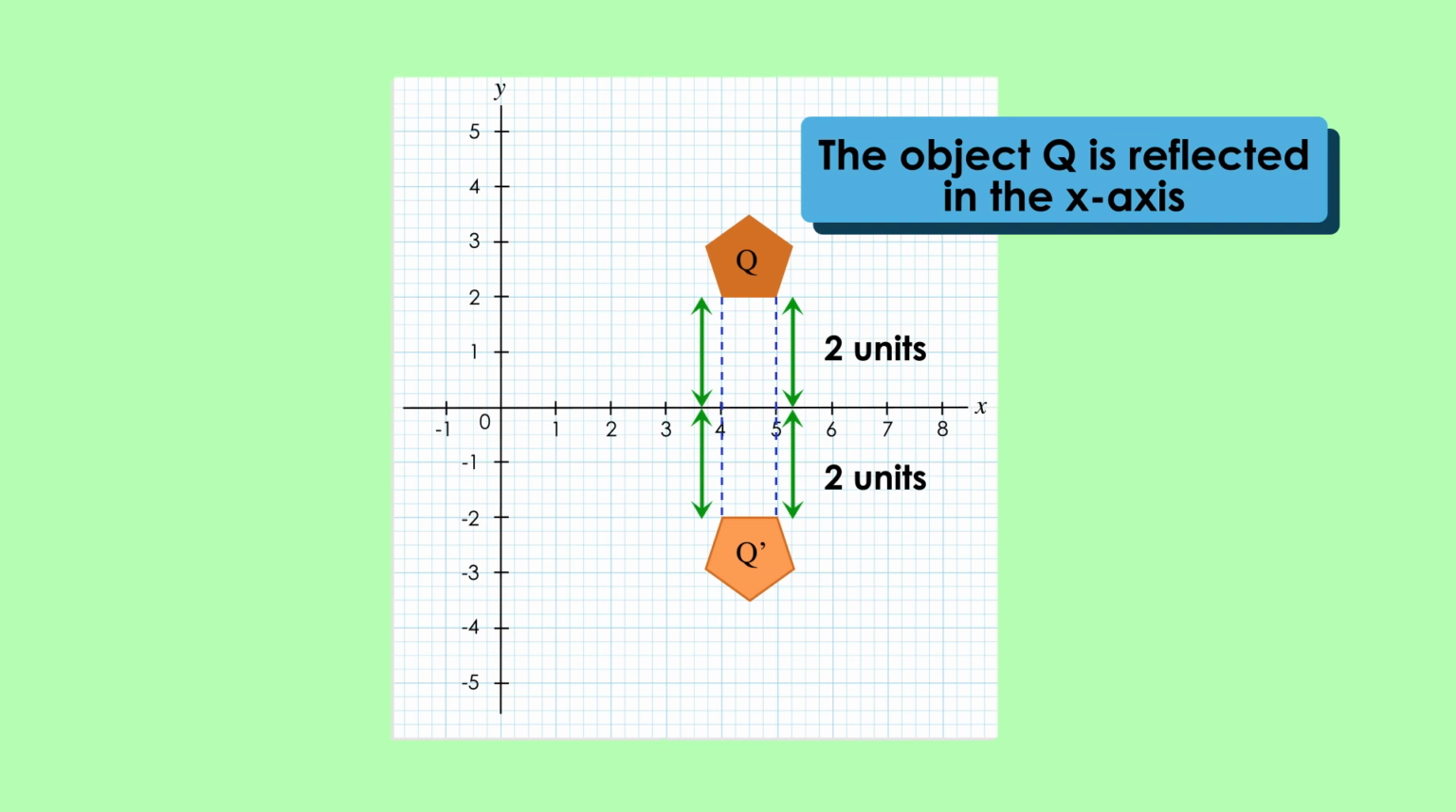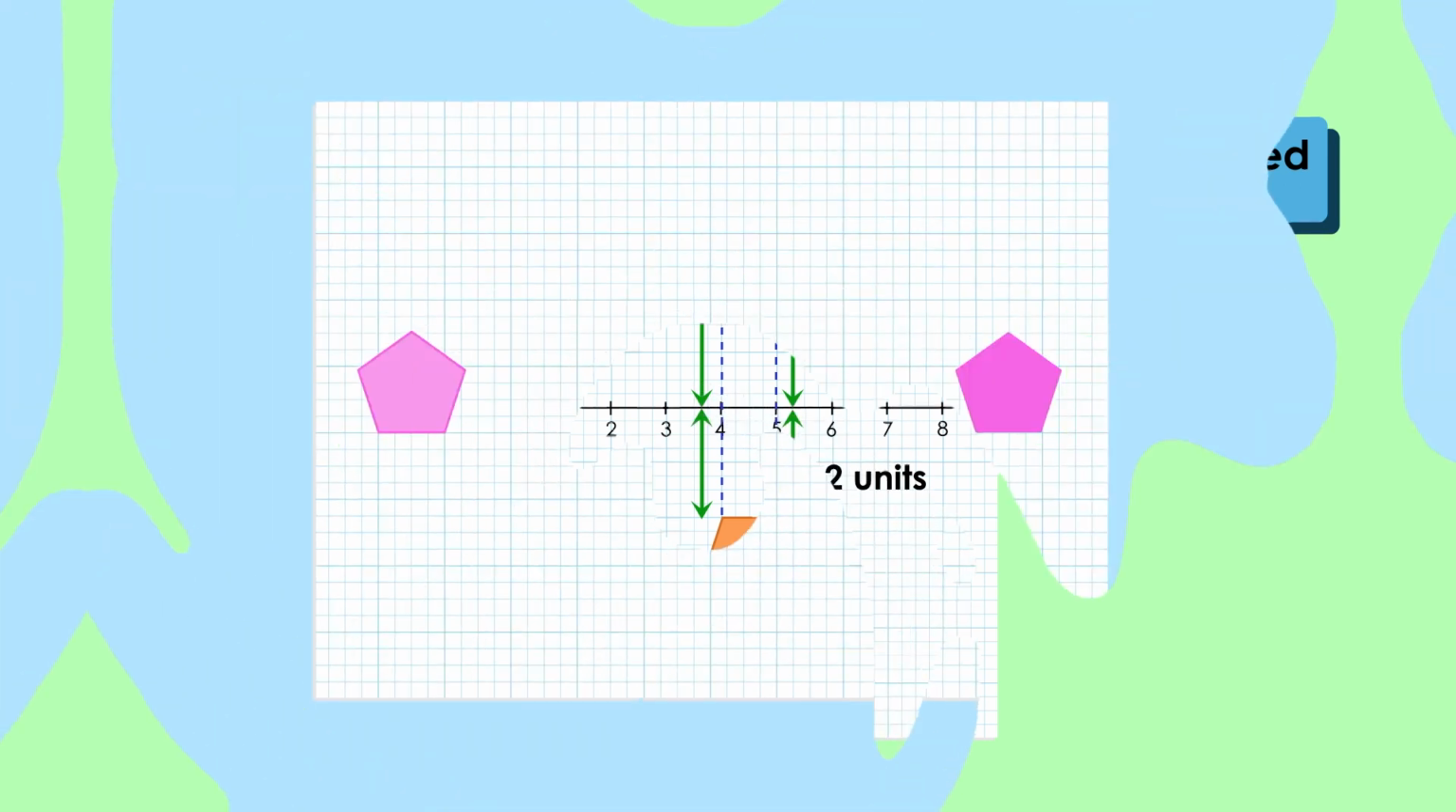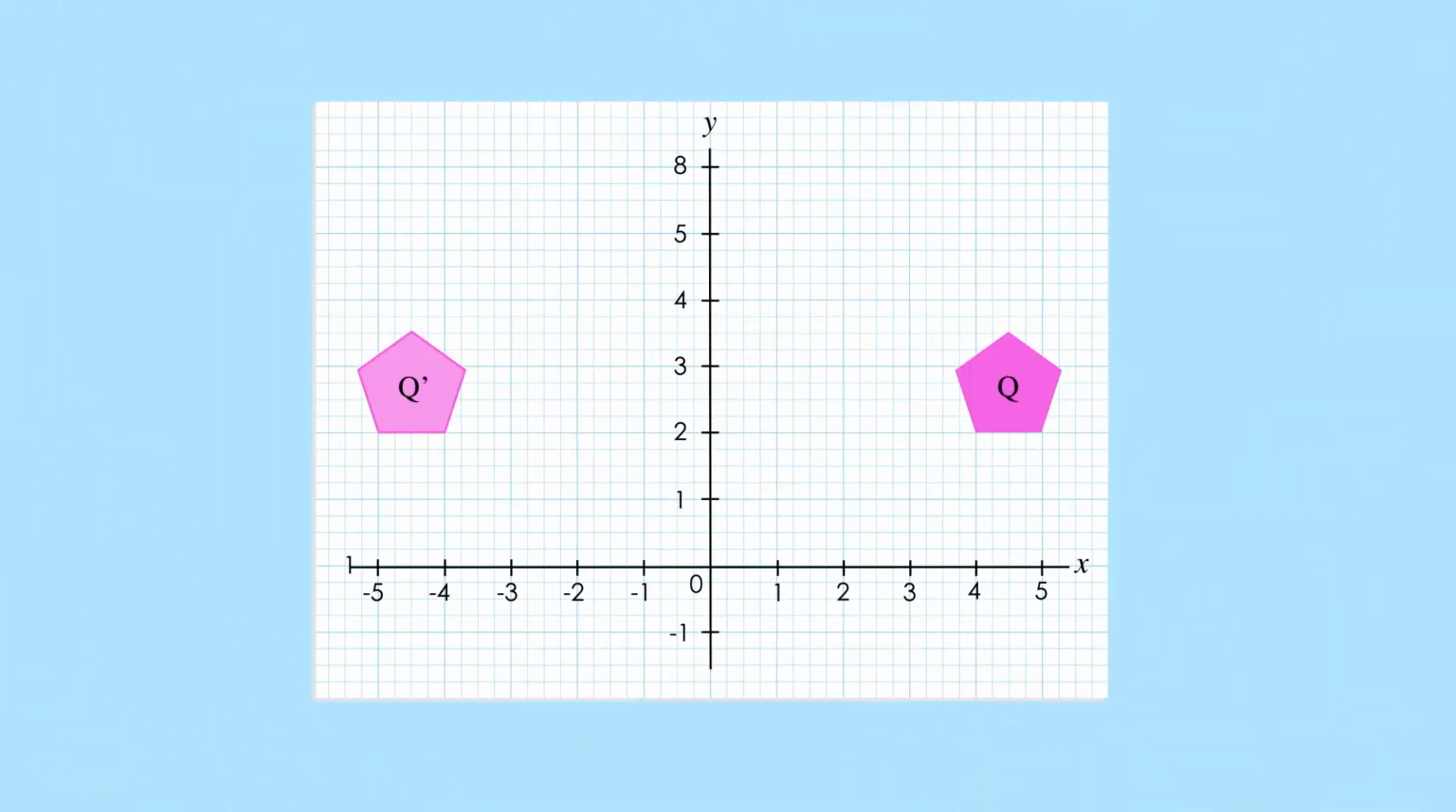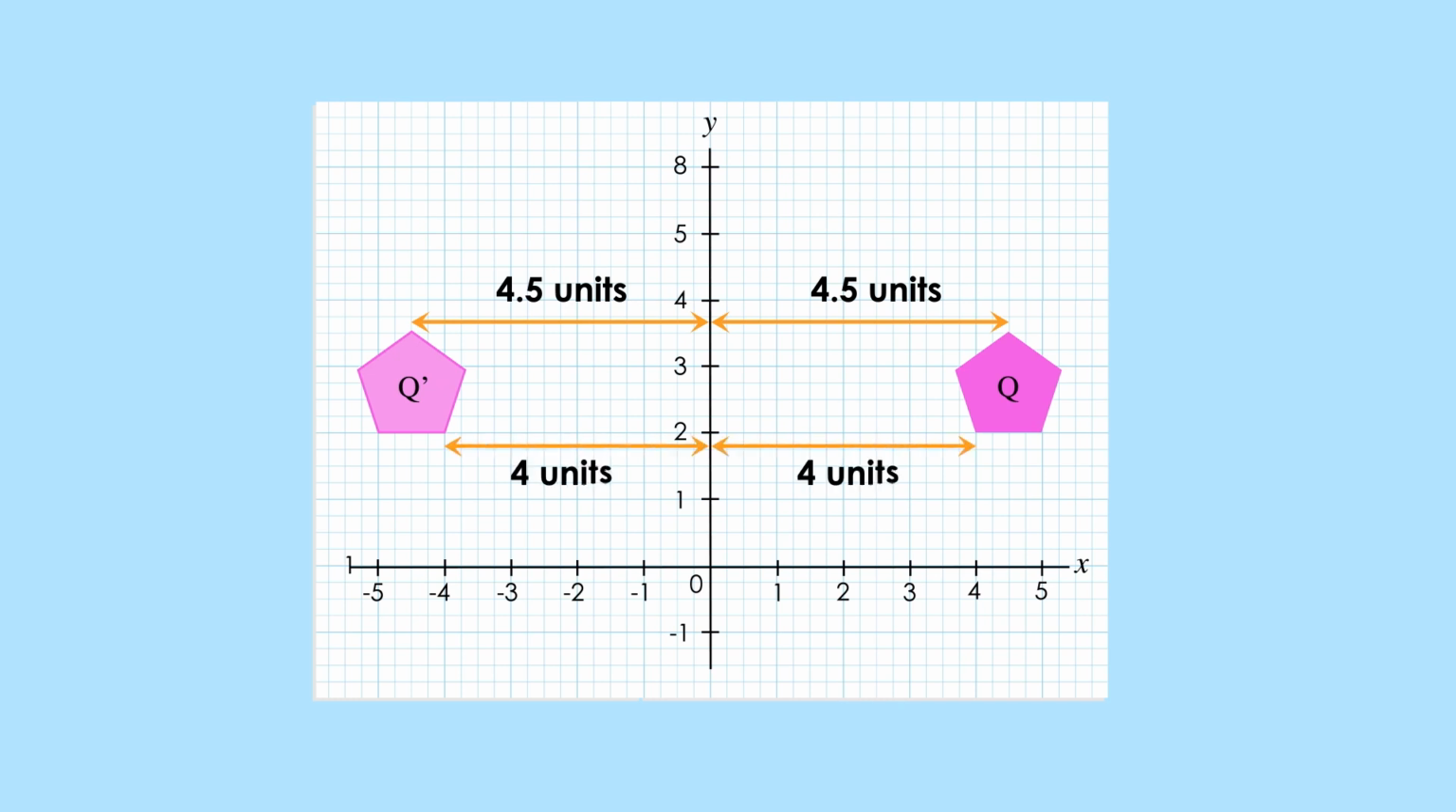Well, pupils, now can you describe the reflection for the diagram given? Q prime is the image of Q under a reflection. What do you observe? Excellent. The distance between a point from y-axis and the object is 4.5 units, and the distance between another point from y-axis and the object is 4 units.